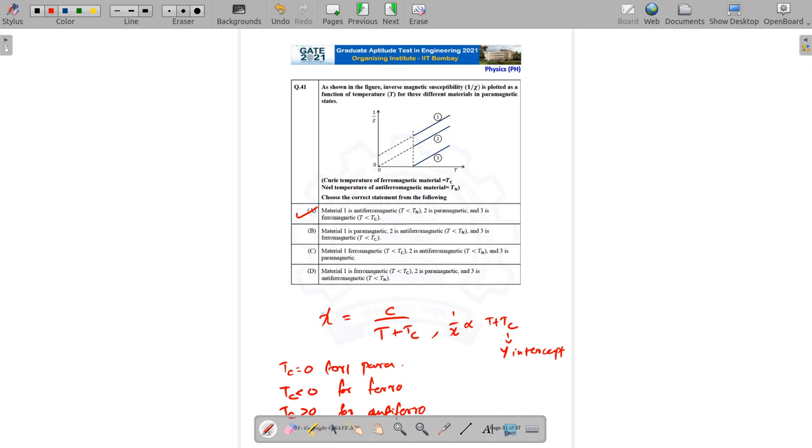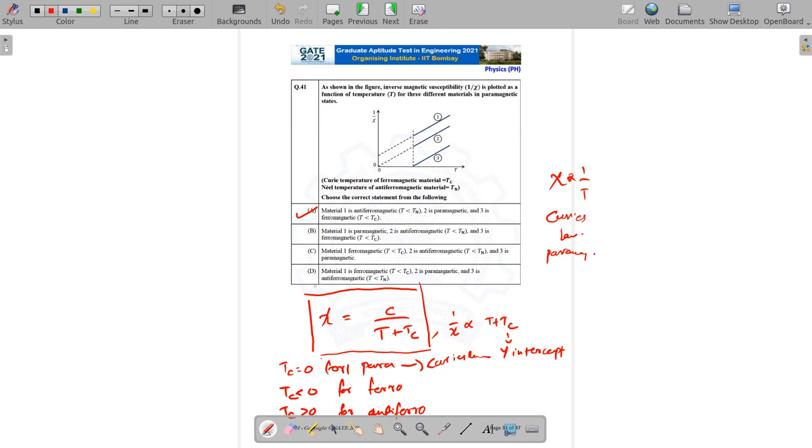So the formula you have to remember for this problem is this: chi equals C by T plus Tc. You might already know that chi is proportional to 1 by T. This is Curie's law, and similarly that happens for paramagnets. That means Tc equals 0. So I have written down here Tc equals 0 for para. This is your Curie's law.